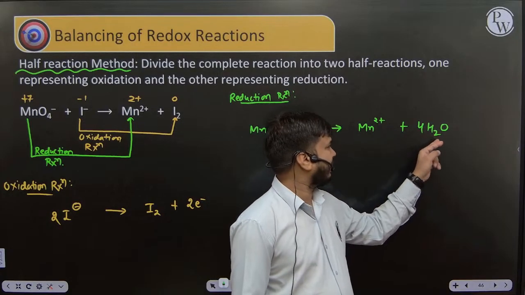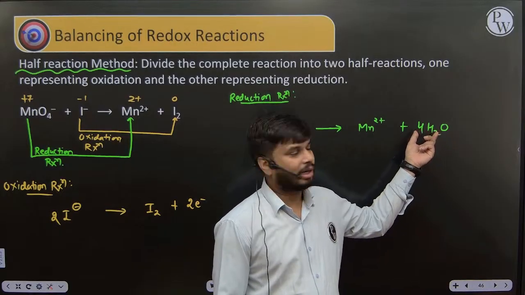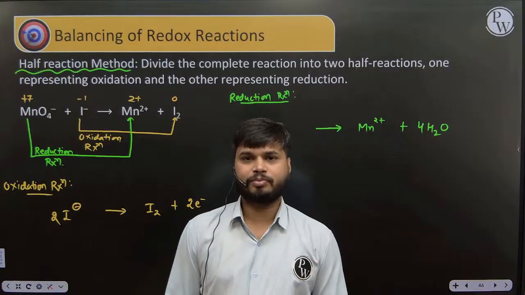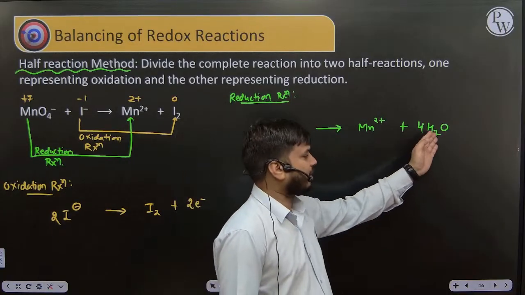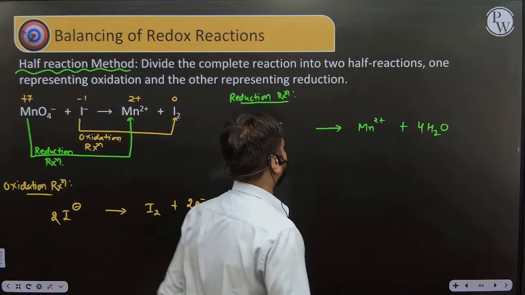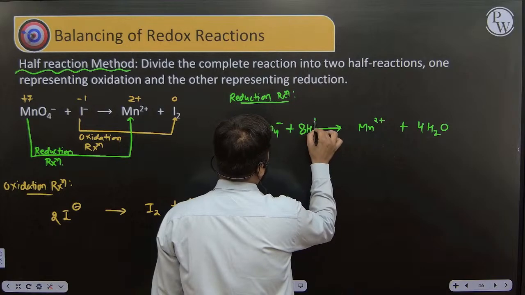4 into 2, how many hydrogen atoms? 8 hydrogen atoms are there, which have to be balanced by H plus. So 8 hydrogens are there. That's why we are going to put 8 H plus on this side.